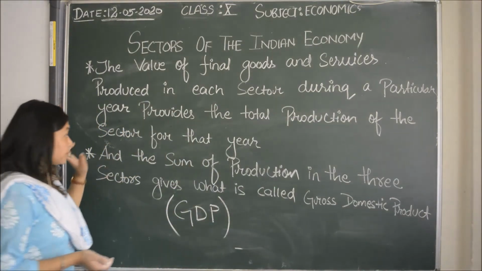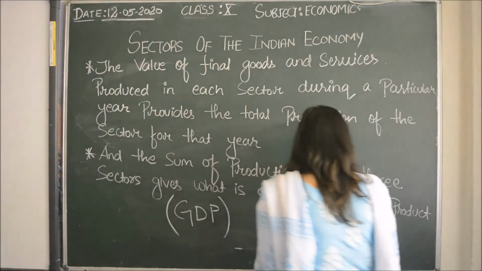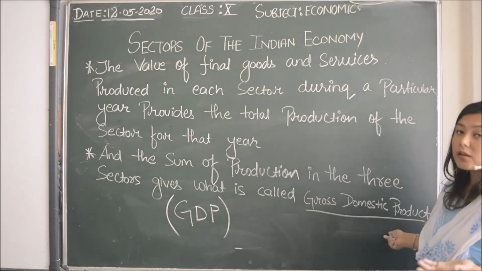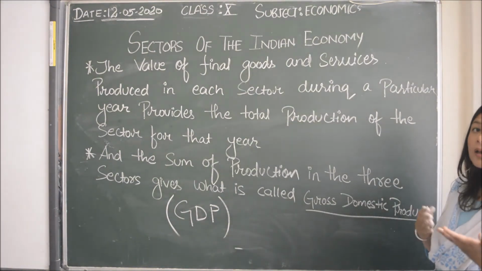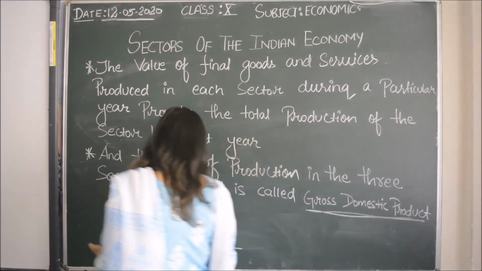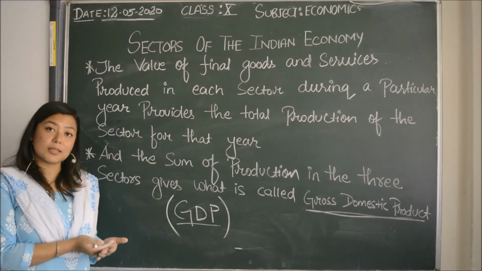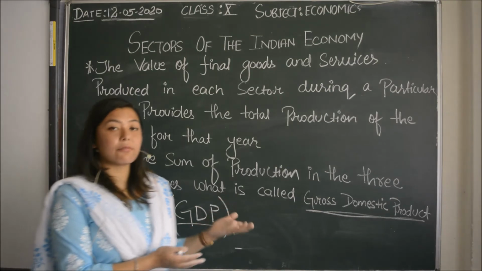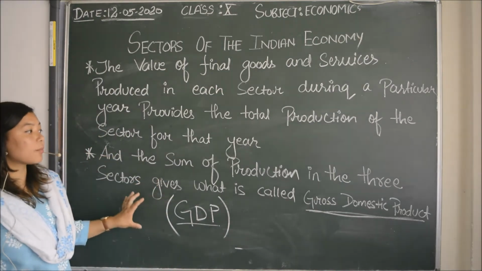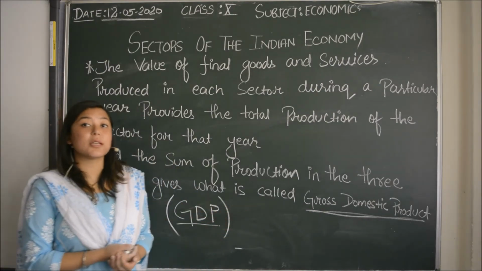And the sum of production in the three sectors gives what is called gross domestic product. Now all this we studied about value and of final goods and services. Okay, the adding of all these final goods and services is known as gross domestic product, which in short we call GDP. The valuation of goods and services and the final goods and services, when we add all this, it is known as gross domestic product. But we are only talking about final goods and services. We don't add the value of intermediate goods and services.